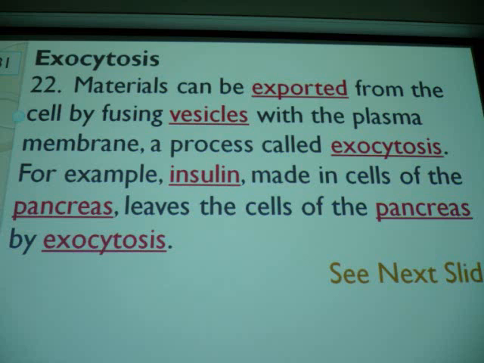I need to make red pancreas. I think that's going to be red, I guess. Yeah. I just happened to see it wasn't red.